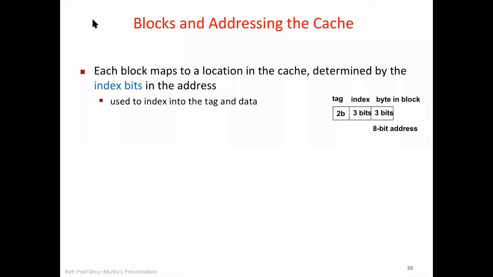Aditi? Yes, sir. So this concept was clear to me. Okay, all right.